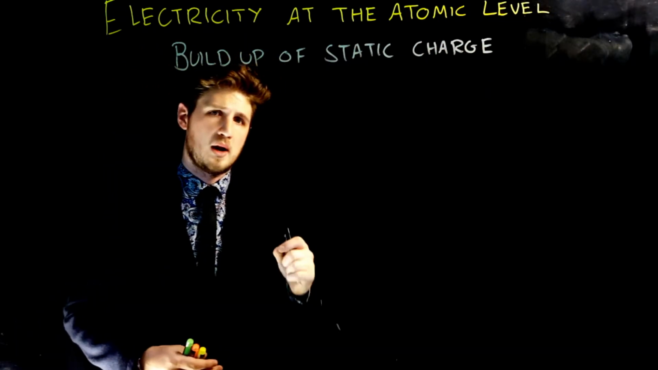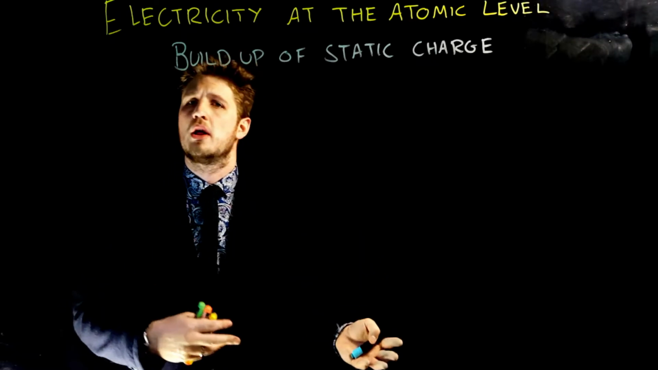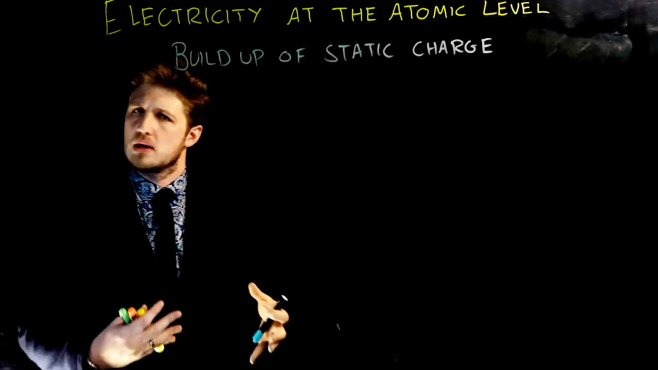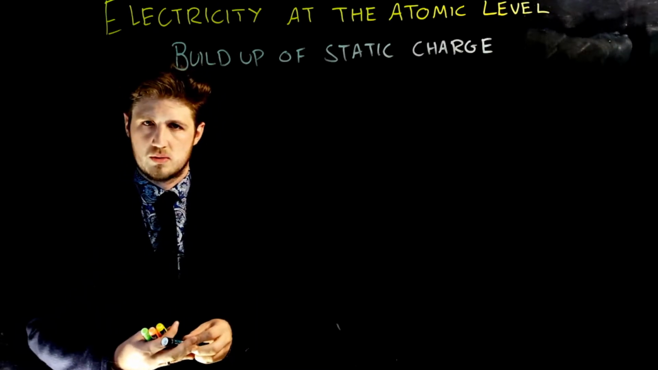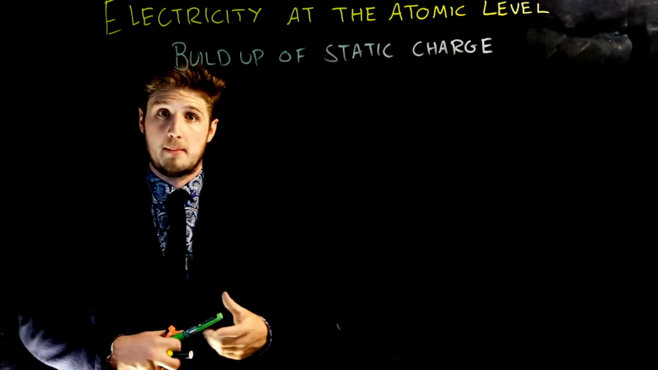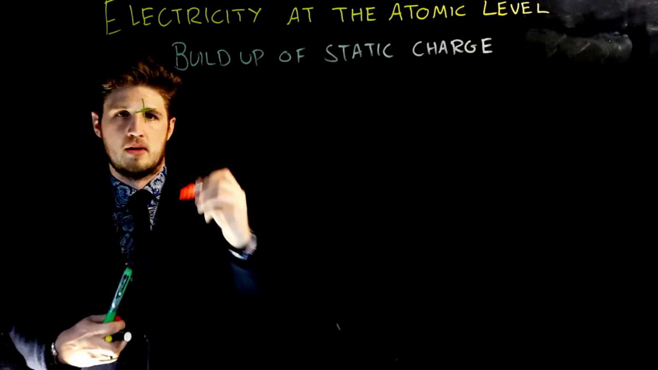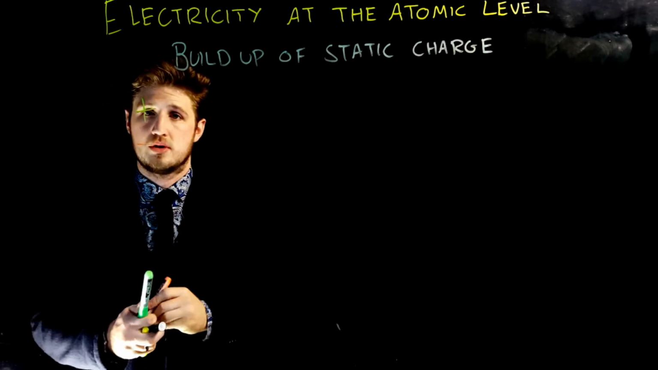So, a quick question for you. What are the three types of charge that we learnt about in the last video that link to our subatomic particles? I'll give you a clue. Electron, proton, neutron. That's right. Positive, negative, and of course, neutral.